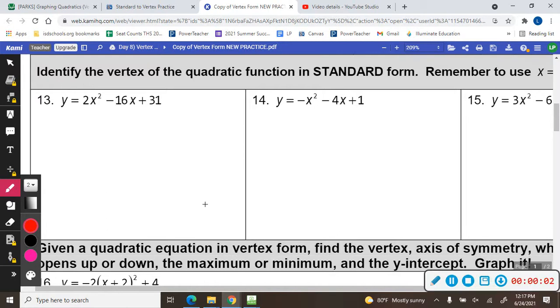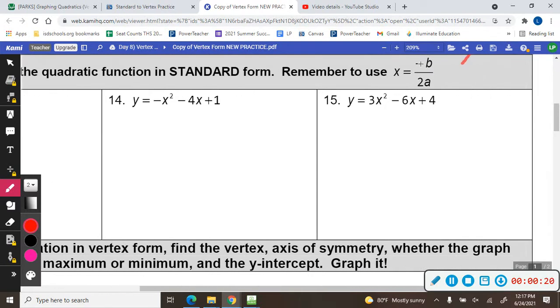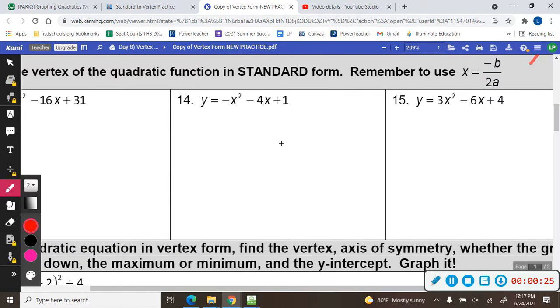So on number 13, we want to identify the vertex. Problem is, this is not in vertex form, it's in standard form. And standard form does not tell us the vertex by just looking at it. So there's got to be a way to get the vertex from standard form, and there is. It's using this formula, negative b over 2a.